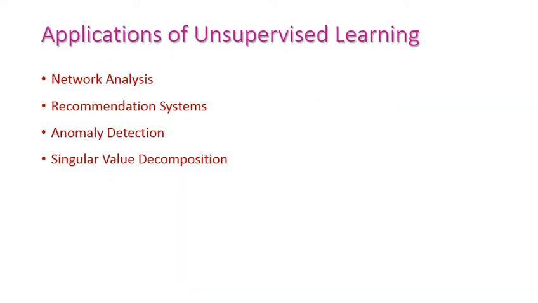The applications of unsupervised machine learning: these types of algorithms are very helpful in complicated analysis like network analysis, recommendation systems, anomaly detection, and singular value decomposition. Here the inputs are not proper, yet we have to predict the exact output. In that situation unsupervised machine learning is very suitable.